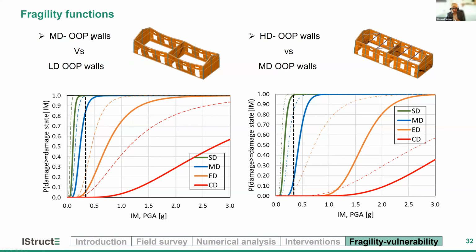Coming to the next case of medium design with better confinement, we see that in this case, we still have a high chance of moderate damage. However, the chance of extensive damage is very minimal, which is further improved in the high design case. So in the high design case, we have a good chance of the building staying within the moderate damage limit, and there is absolutely no chance of having extensive or collapse damage at this intensity level.